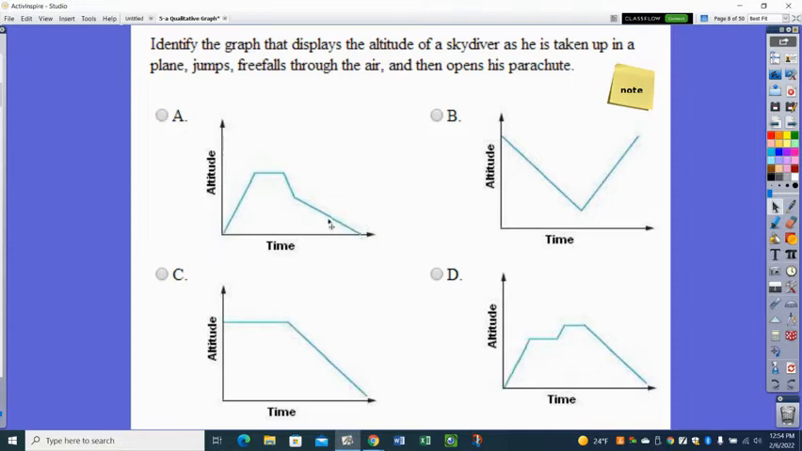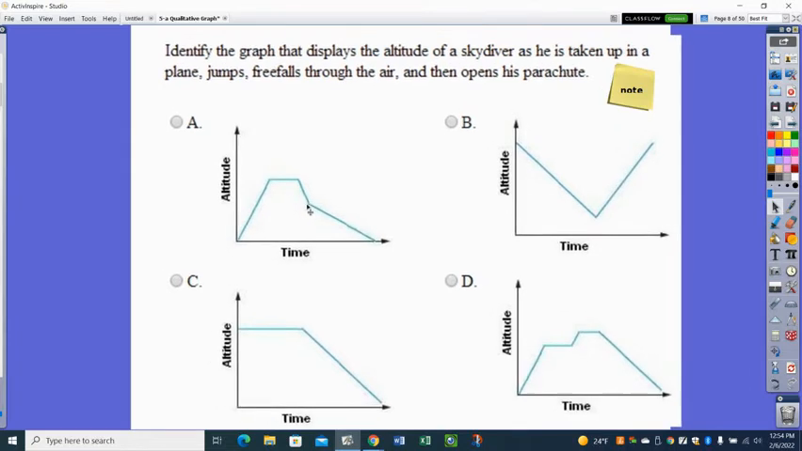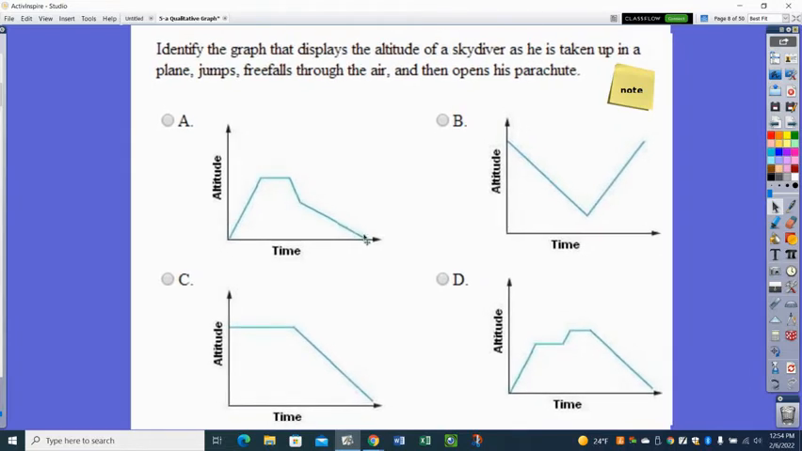This is the skydiver. So here you were taken up in a plane, you were at a steady speed, then it looks like you went up some more, and then you're at a steady speed, and then you go down to the ground at the same rate all the way down, which this point right here is you pulling the parachute, which will slow you down as you head to the ground. So A is the right choice.